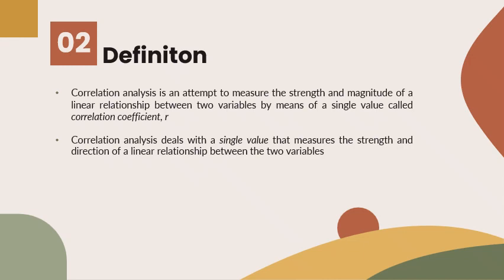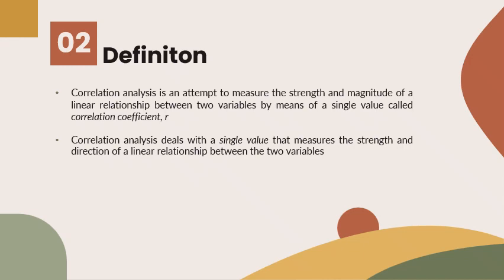So what is a correlation? Correlation analysis attempts to measure the strength and magnitude of the linear relationship between two variables by means of a single value called the correlation coefficient. Compared with regression, where we can determine more than one independent variable correlating with one dependent variable, in correlation analysis we can only determine the relationship between two variables: one independent variable and one dependent variable.